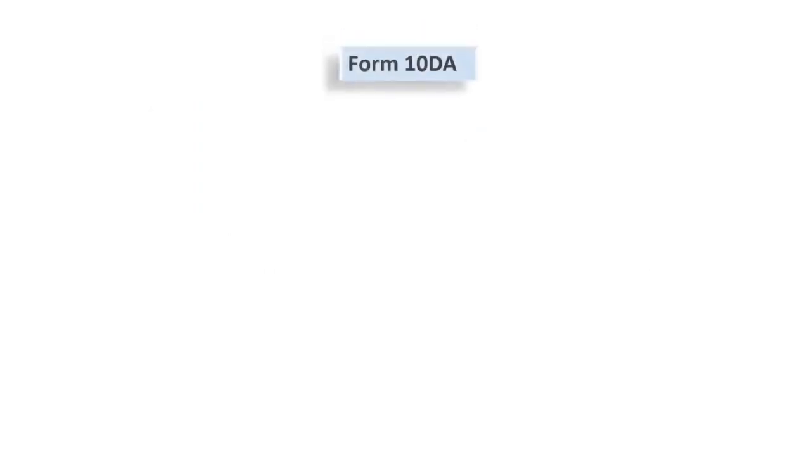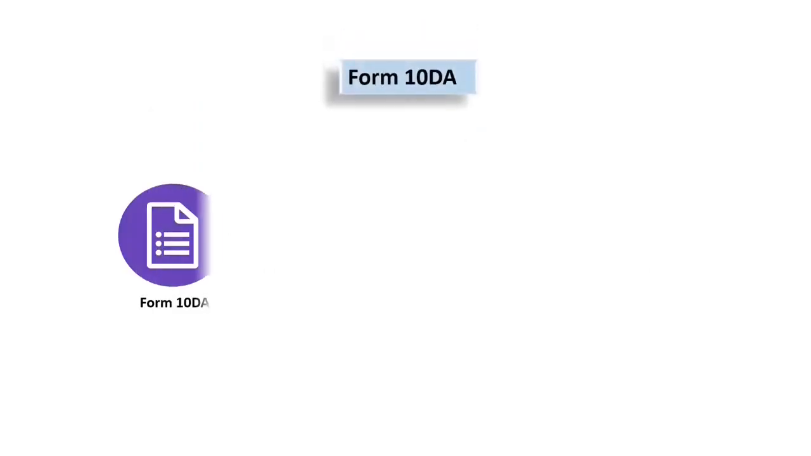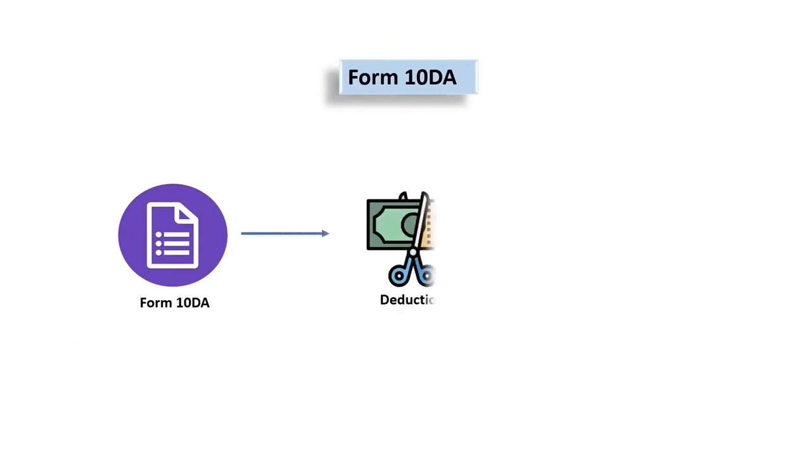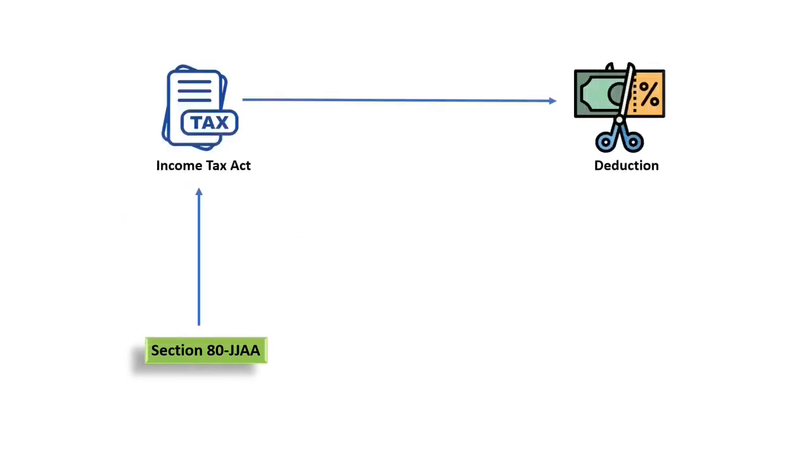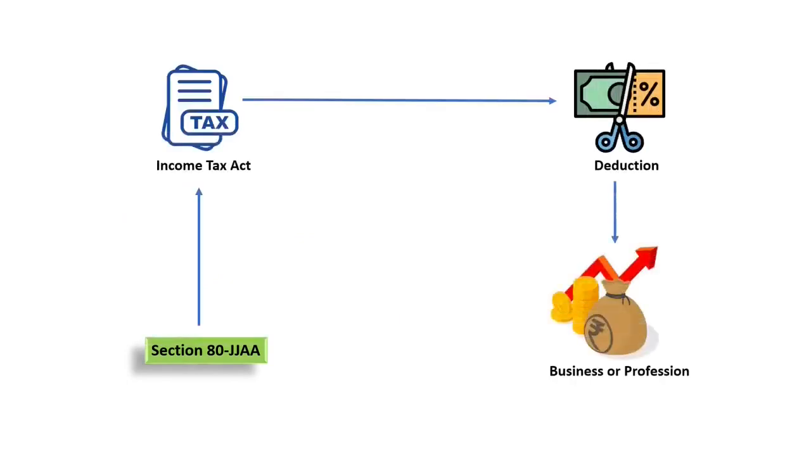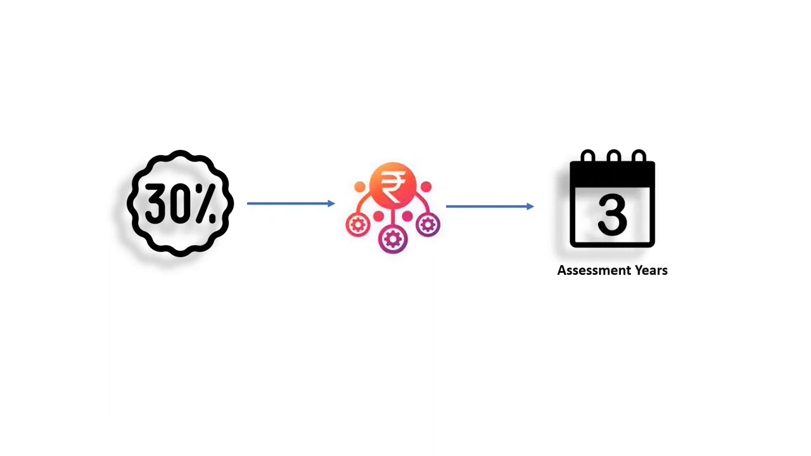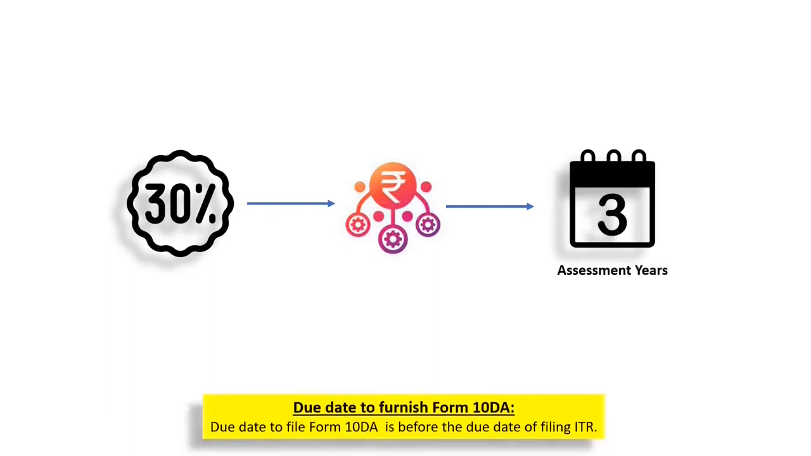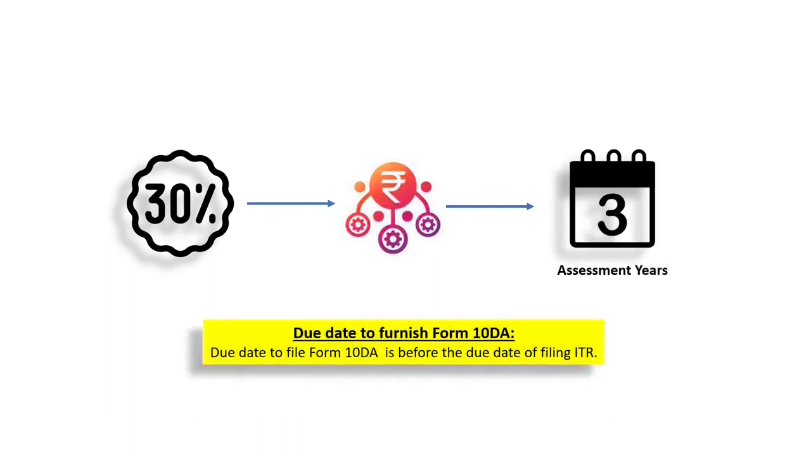Moving to Form 10DA. 10DA is a mandatory form to be filed for claiming deduction under Section 80JJAA. Section 80JJAA of the Income Tax Act deals with deductions on profits and gains of business or profession. This section allows deduction of 30% on additional employee costs for the 3 consecutive assessment years. The due date to furnish Form 10DA is before the due date of filing income tax return.